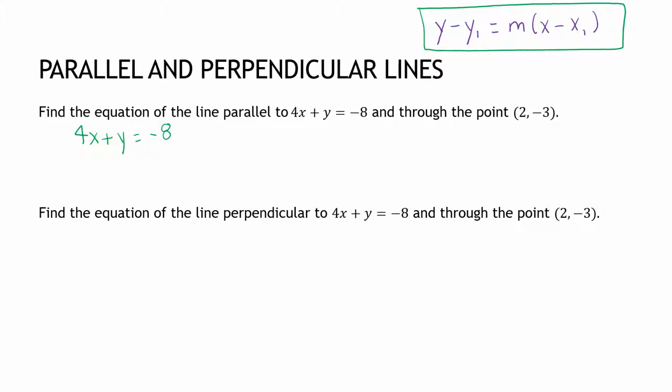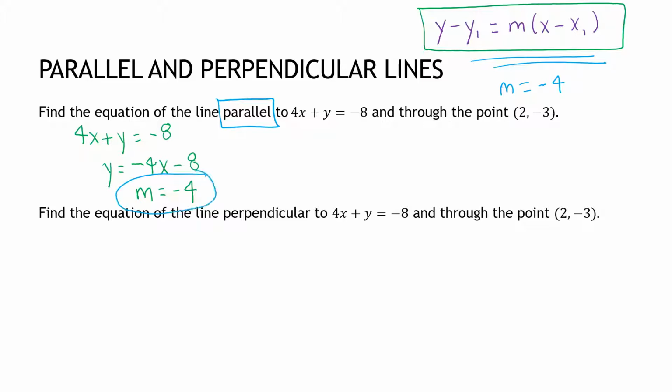And again, the fastest way to go about that is to rewrite this into slope-intercept form. And this one happened to be really easy. I just moved the 4x to the opposite side to get negative 4x, which means the slope of my original line is negative 4. Now, how does that help me? Well, this one says the line parallel. So I'm going to use point slope form with m equals negative 4 because parallel lines have the same slope, and the point 2, negative 3.